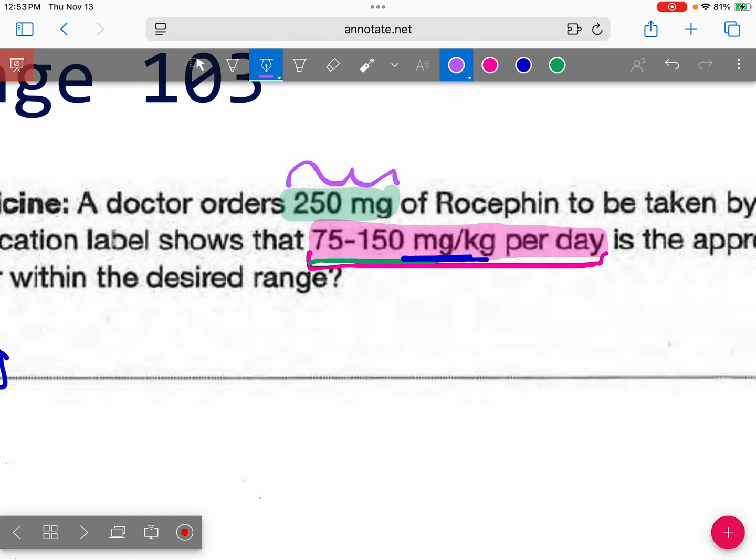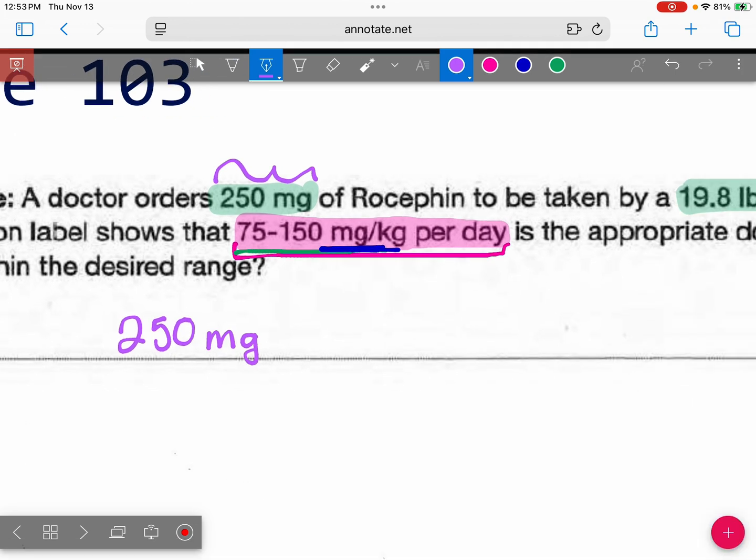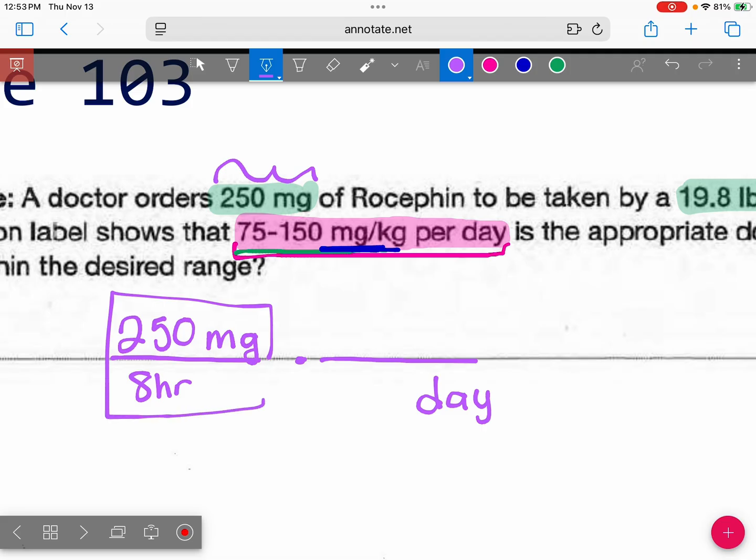Because they want us to take 250 milligrams of the medication every 8 hours. So how much are they taking in a day? If they want us to take this every 8 hours, we're taking how many per day? The bottle says 75 to 150. This is what the doctor prescribed. It's 250 milligrams per 8 hours.